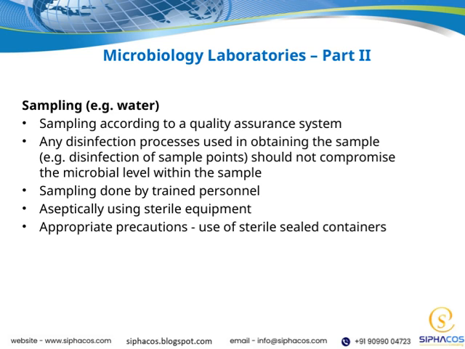Sampling must be performed by trained personnel who understand the importance of aseptic techniques. They should use sterile equipment to prevent contamination. Additionally, appropriate precautions, like using sterile sealed containers, are crucial to maintain the integrity of the sample from collection to analysis. All these steps are vital in microbiology laboratories, especially as we delve deeper into microbiological testing in Part II of this series. Proper sampling is the foundation of reliable results, and maintaining strict procedures ensures that our data truly reflects the microbial quality of the sample source.